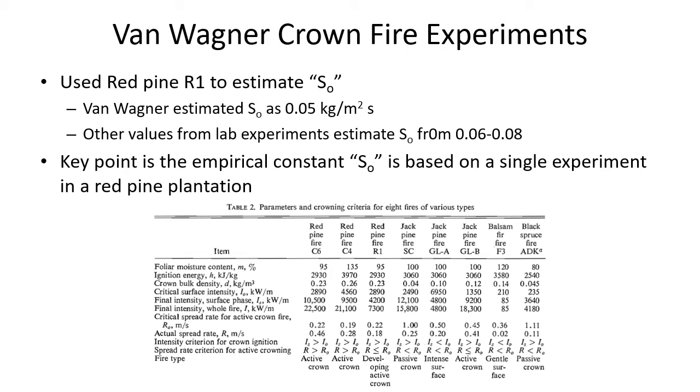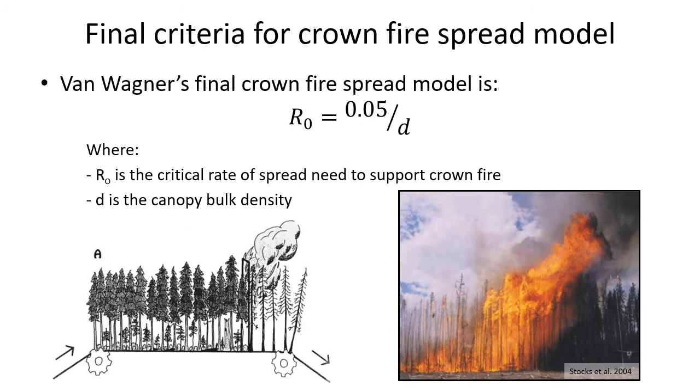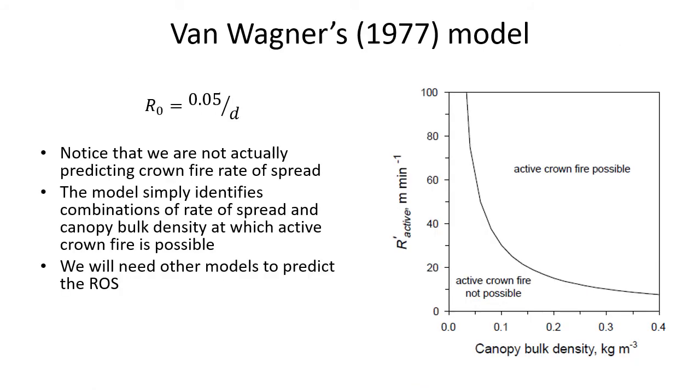A point here to remember, and we saw this with our initiation, is that it's based on a pretty limited data set, right? He used a single red pine plantation to come up with this number. So here's our final model, R0, our critical rate of spread, equals 0.5 over the bulk density. And just notice here, we're not actually predicting the crown fire rate of spread in this equation. Similar to our initiation, this is really just a criteria for if active crown fire is expected to occur.